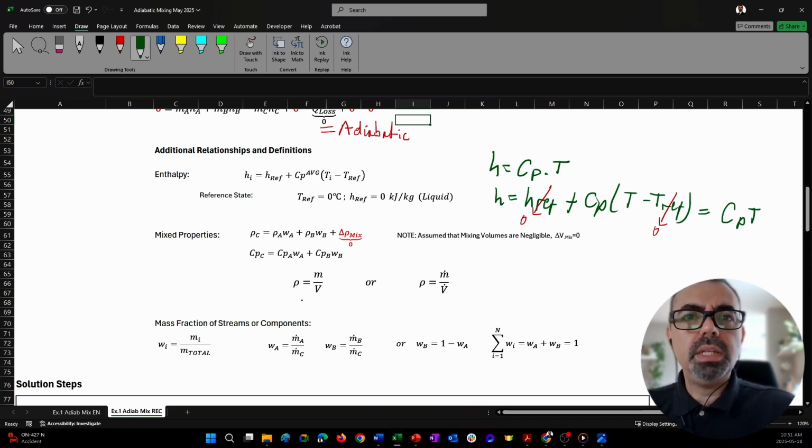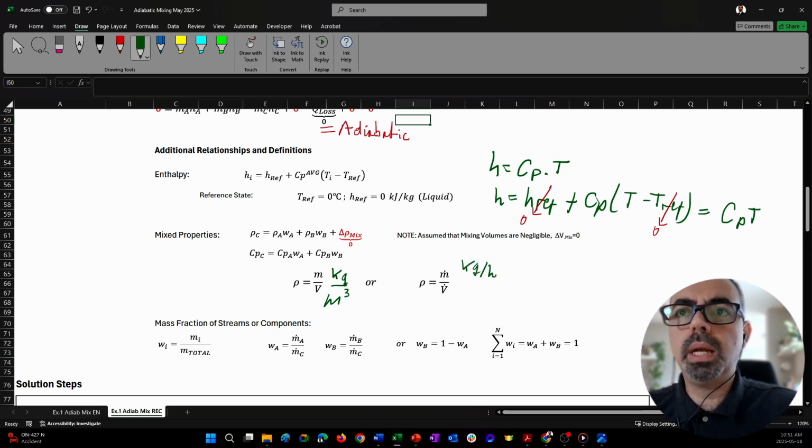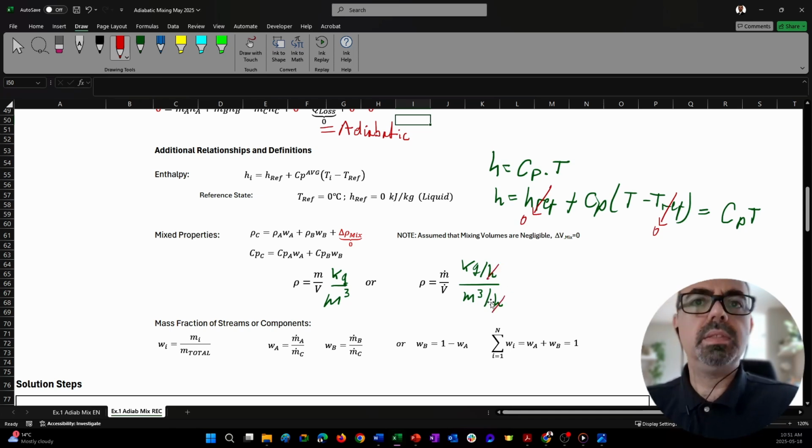Now, other important definitions, remember the units. Density is mass over volume, but not only kilograms per meter cube. I can also calculate density based on the flow rate of a stream. So here I have kilograms per second or per hour over meters cubed per hour. So the time units must be the same. They cancel each other here, so they will give me the density property. This is important because we can calculate it directly from a stream.